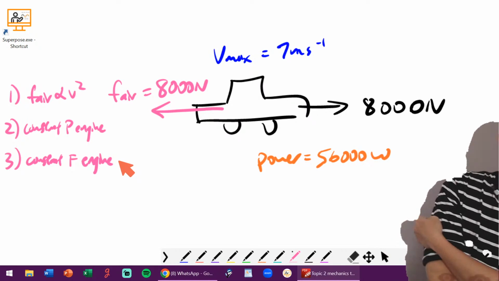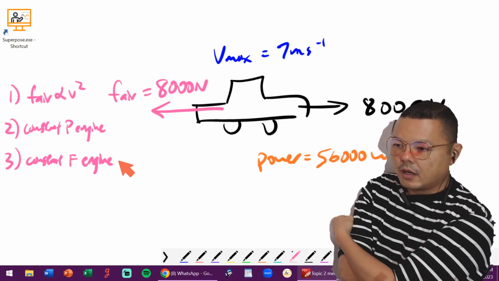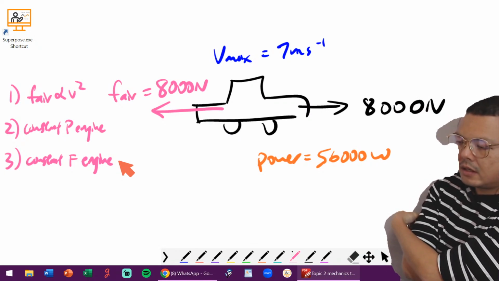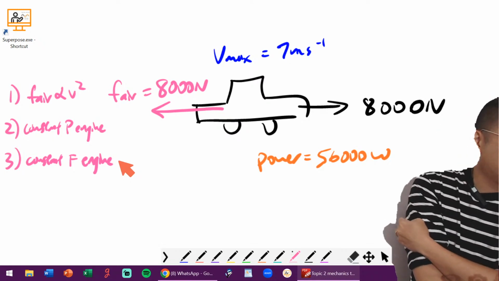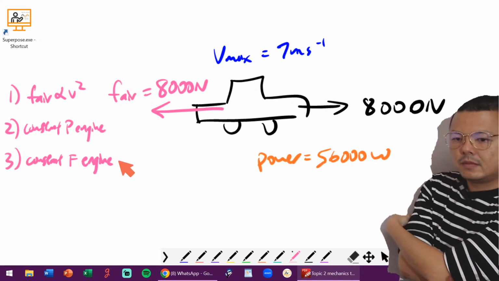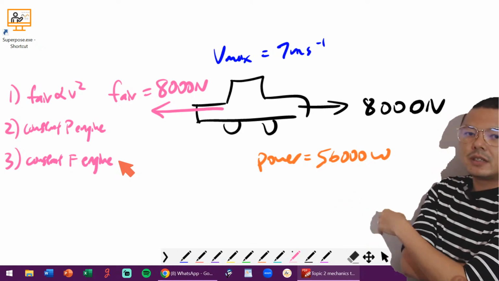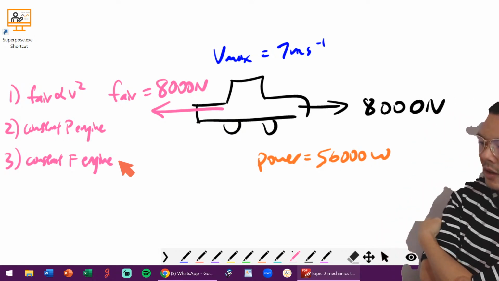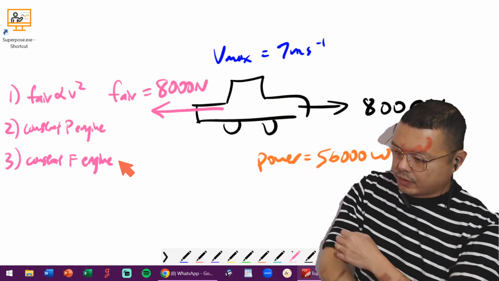Okay, let's go with number 2 first. Let's talk about a constant power engine. That means this engine is able to provide a constant power, so which value doesn't change? Yeah, that means this value doesn't change. If they tell you a constant force engine, which value doesn't change? The 8,000 doesn't change. Or if they tell you that the resistive force is proportional to v squared, then this resistive force will increase accordingly.